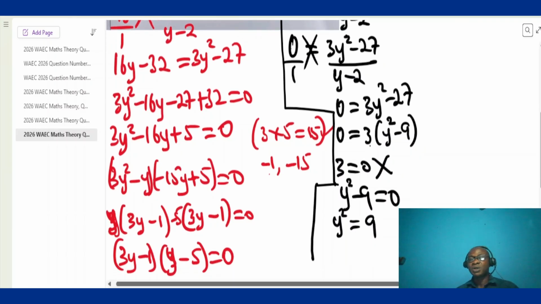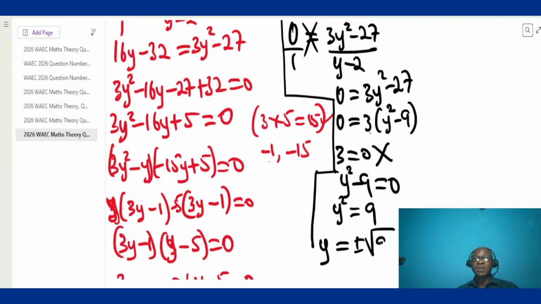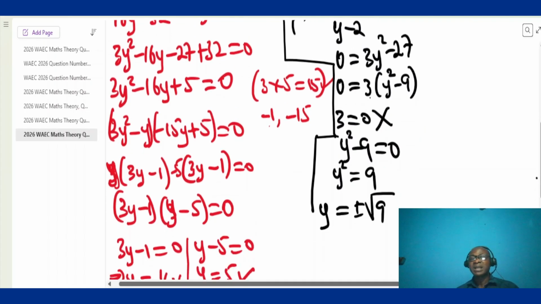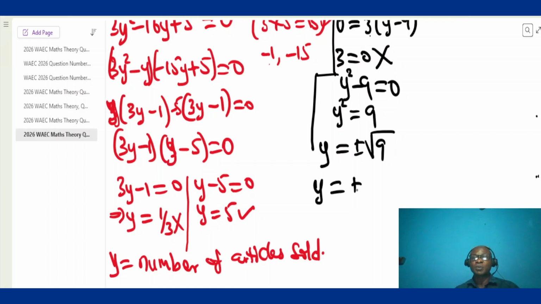And moving forward to find the actual value of y, I can now say that y is plus or minus the square root of 9, okay? And since it is like this, we can now conclude that the value of articles sold when there is no profit is equal to plus or minus 3. But you cannot say that you sold minus 3 items or minus 3 articles. No, that cannot be said. So you can only say 3 articles.